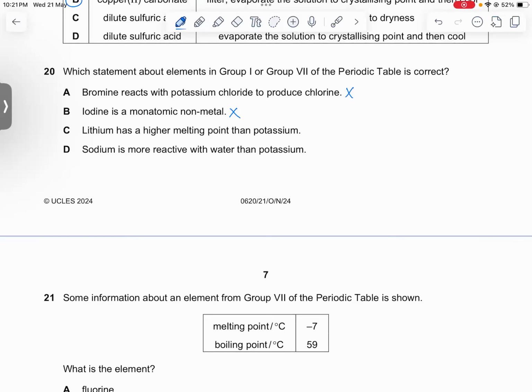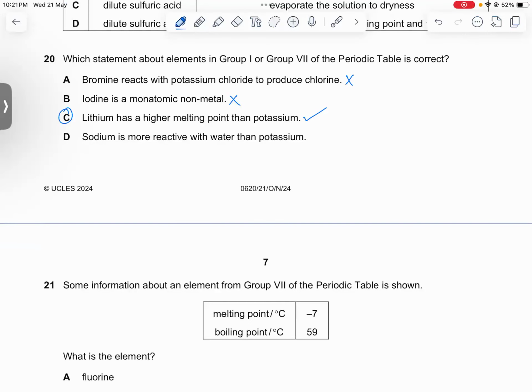Lithium has higher melting point than potassium. The melting point of alkali metals decreases down the group. So this statement is actually correct. It is also mentioned in the notes. Sodium is more reactive with water than potassium. This is wrong. So basically, if you did not remember the physical trend of group 1, that melting and boiling point decreases down the group, at least you would know that these three are wrong. So therefore, it should obviously be C.